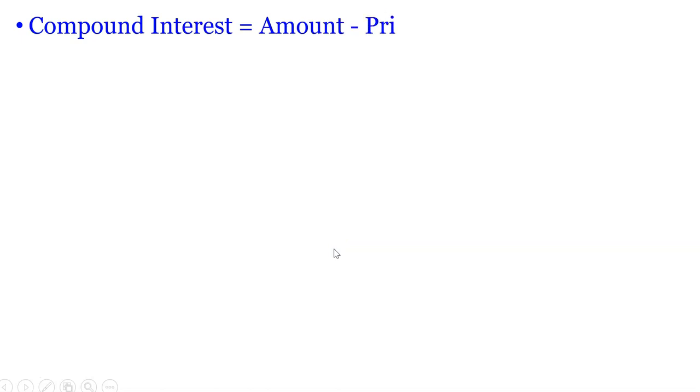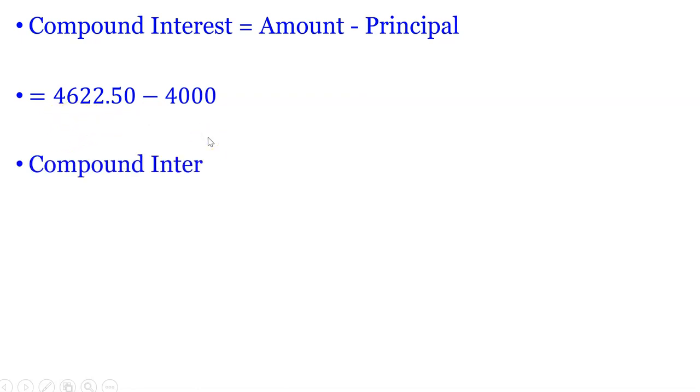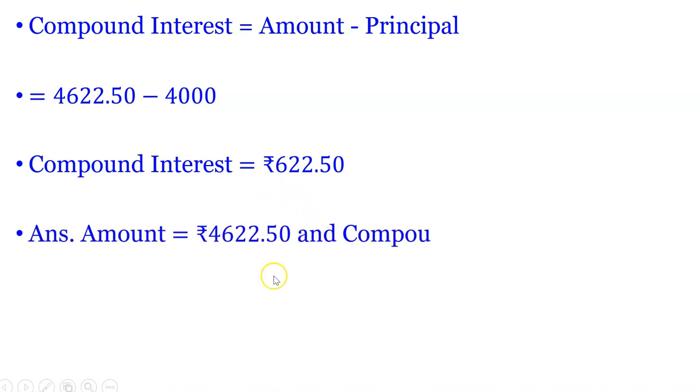And therefore the compound interest is equal to amount minus principal, that is 4622.50 minus 4000, and here you will get the compound interest 622.50. Therefore the amount is 4622.50, and the compound interest is rupees 622.50.